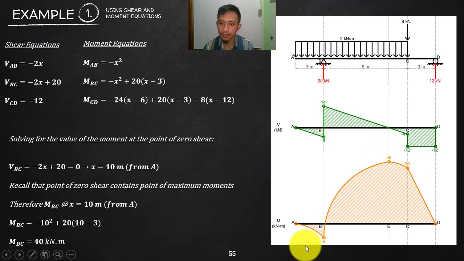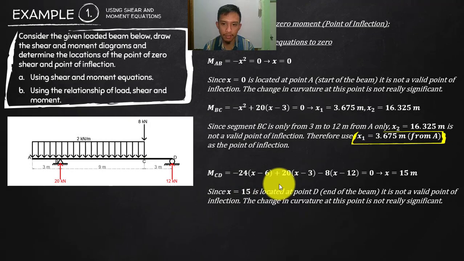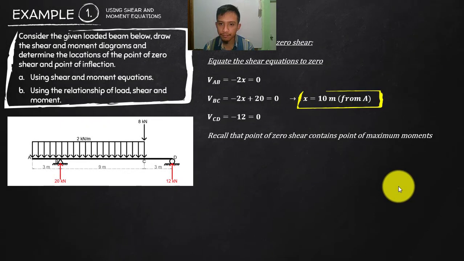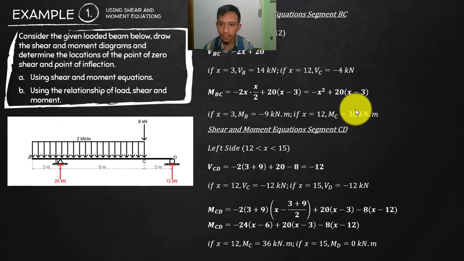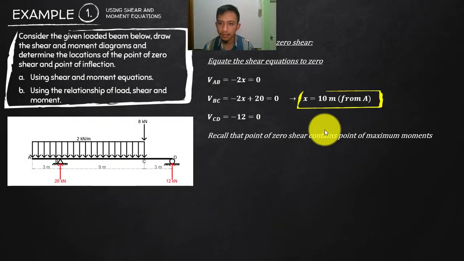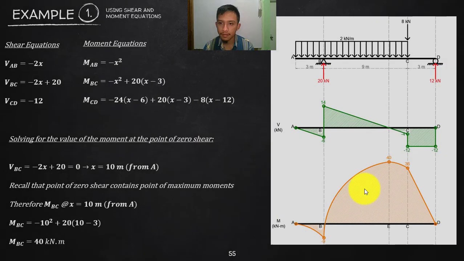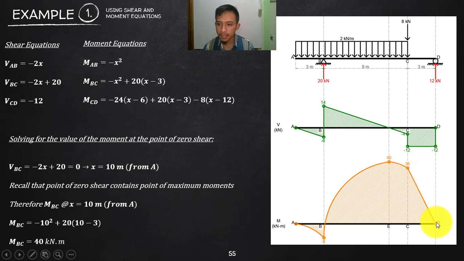Zero shear. And then that is 36 again, substituting at x equals 12 in your equation here, that is 36. And then substituting 12 also in your CD will be still 36. We solved that one a while ago. MC is 36. So that's it. And then lastly, 0 at D.